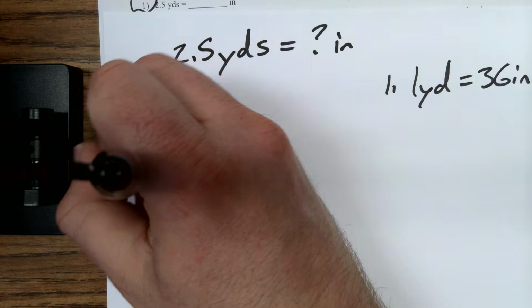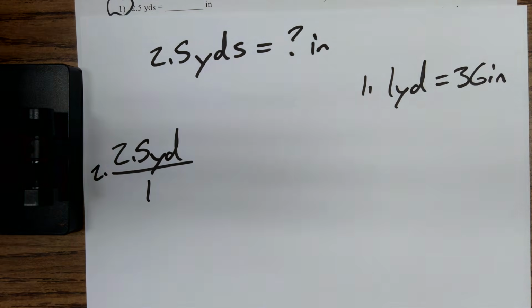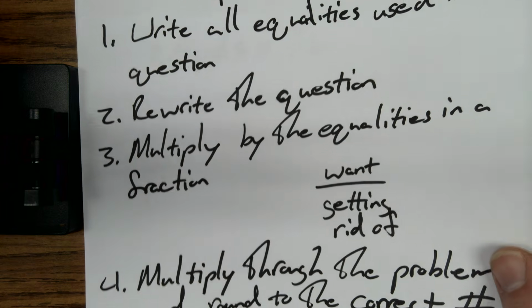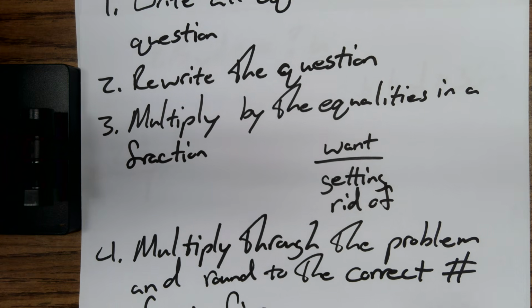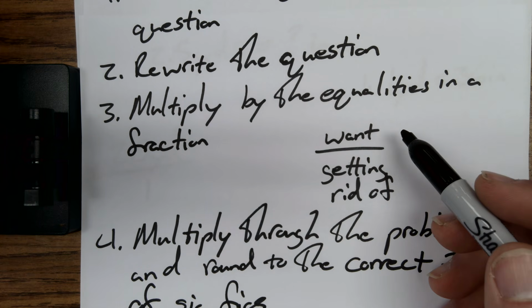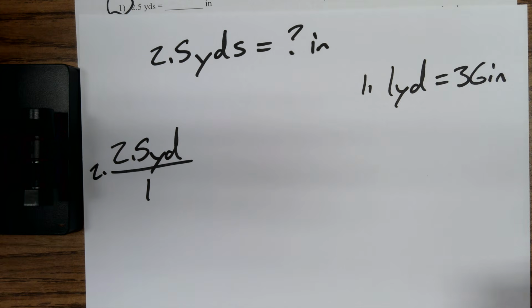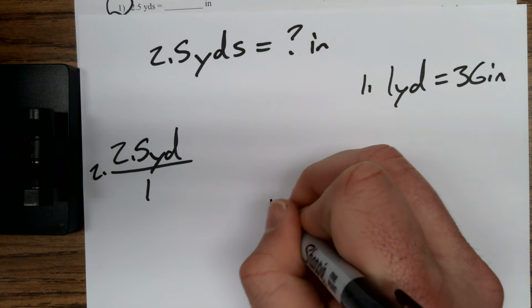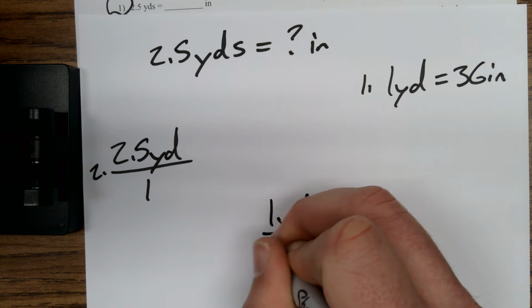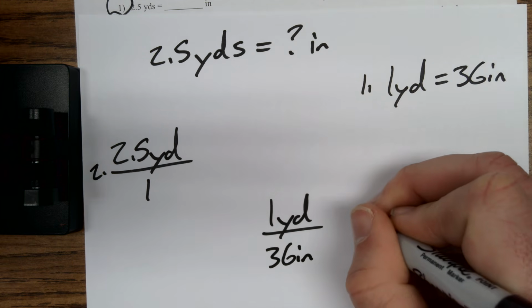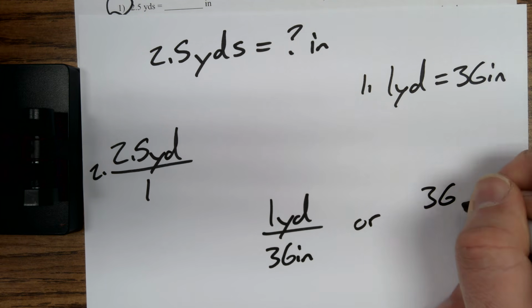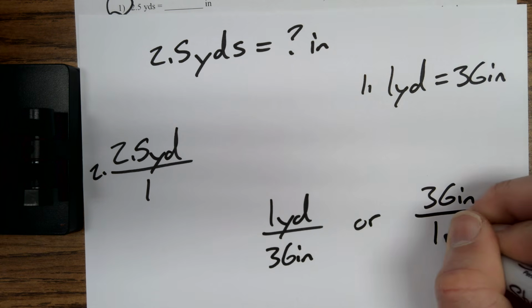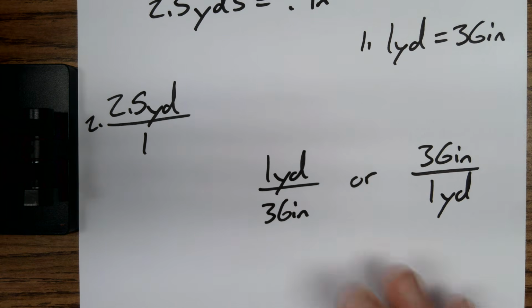So that's step 2. Step 3 is to multiply by the equality in the form of a fraction. And how I want to put that fraction can go one of two ways. It can either go 1 yard over 36 inches, or 36 inches over 1 yard.